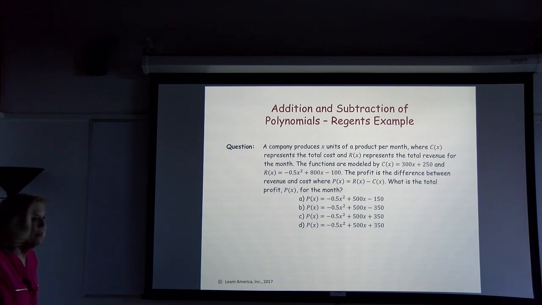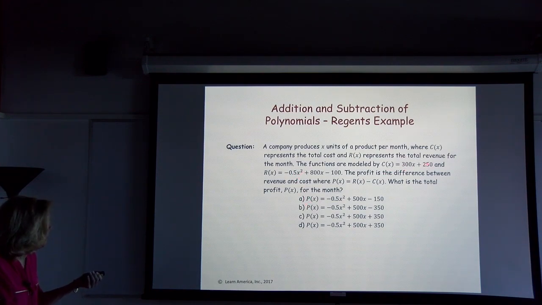800x minus 100. The profit, how much they make each month, is the difference between how much they take in, their revenue, their sales, and how much it costs them to make it. So what this is really saying to you is that you want to take R of x, which is a trinomial, and subtract the binomial C of x. Okay, so I have in this case the profit.